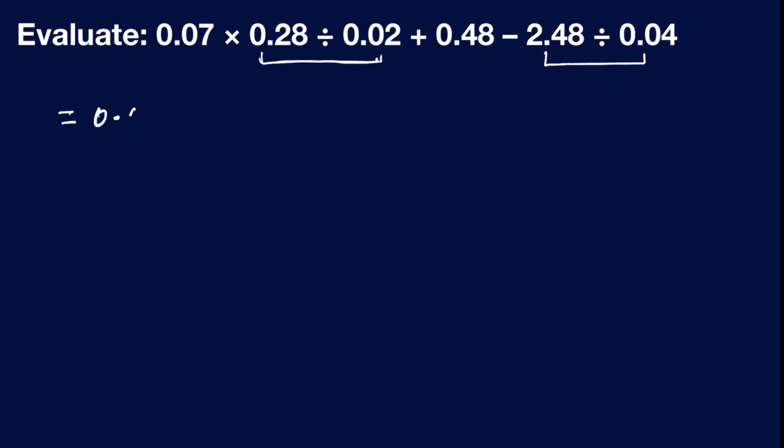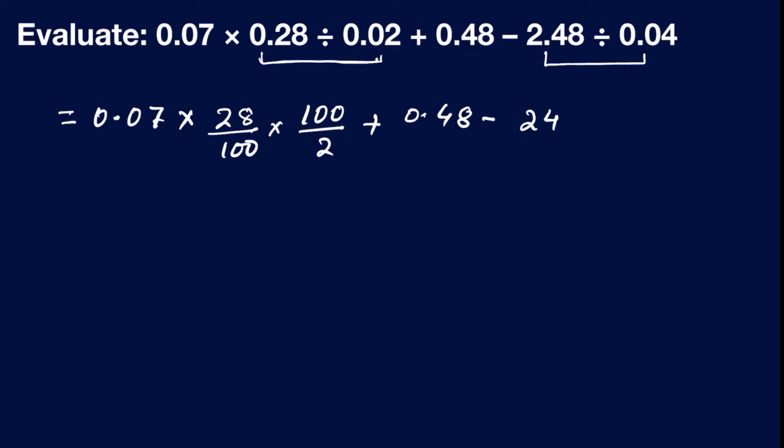So 0.07 multiplied by 28 upon 100 multiplied by 100 upon 2 plus 0.48 minus 248 upon 100. We remove the decimal and put 100 below, multiplied by 100 by 4. 0.04 is 4 upon 100, it becomes 100 by 4. 100 cancelled, 4 times 6 is 24 and 4 times 2 is 8. So 62. Here also 100 cancelled and 2 times 14 is 28.